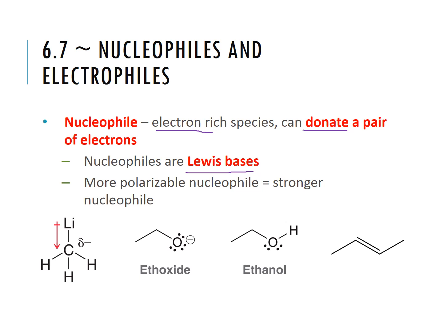So our examples down here, we have a carbon that is partially negative because it's attached to something that is less electronegative than it. We have a full negative charge on our oxygen. We have a lone pair on our oxygen, and then we have a pi bond. So all of these are examples of electron-rich areas, which means they are all nucleophiles.